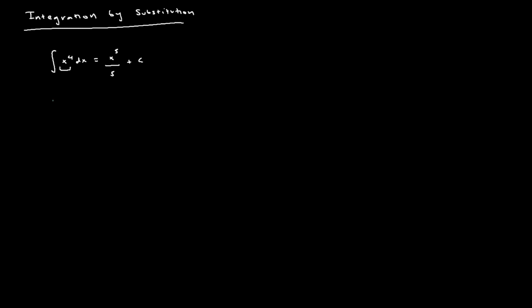Like for example, the square root of 18 minus x squared or something like that. It doesn't really take up that form. But sometimes we can still find the integral of this by transforming it into a form we're familiar with and then integrating that function. That transformation process is called integration by substitution.